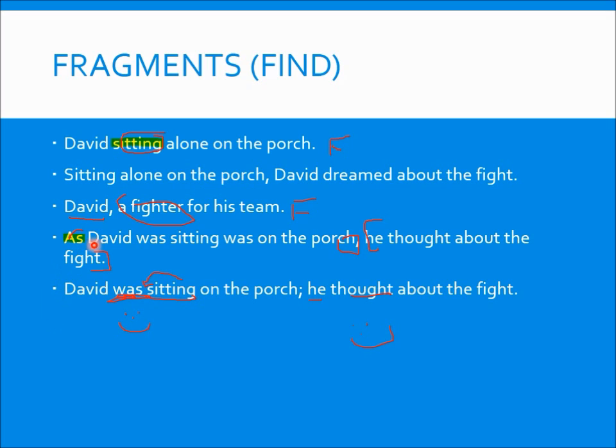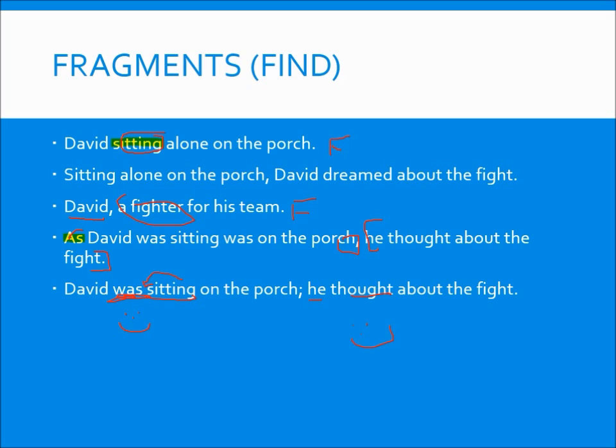David, as David was sitting on the porch, he thought about the fight. Now let's see what we have here. Let's break this into two parts. We have as David was sitting on the porch. Well, what do we know about as? Do you remember it? It's a subordinate conjunction. So whenever we start a sentence off with a subordinate conjunction, we do not go to a period. Instead, we go to a comma. Okay, and here's your actual sentence. He thought about the fight.